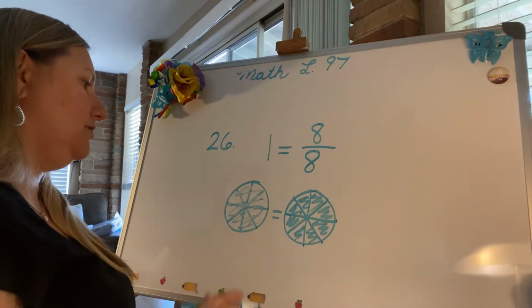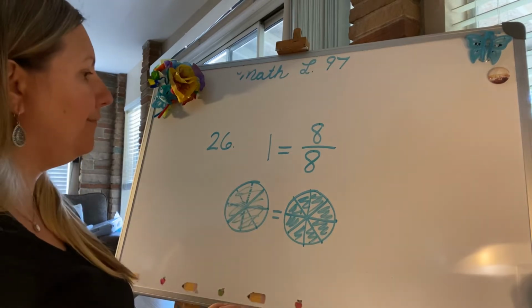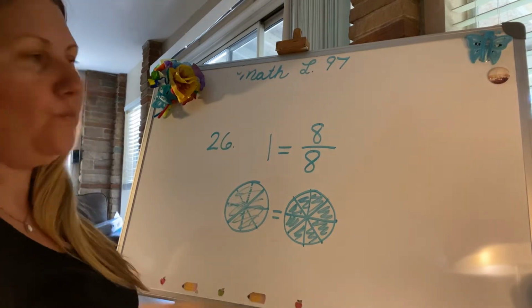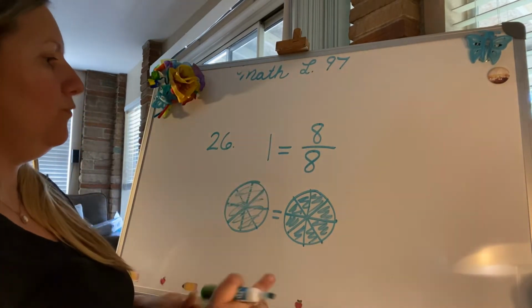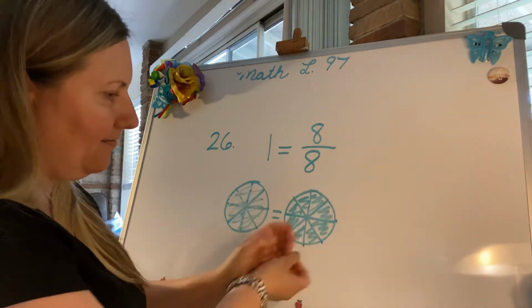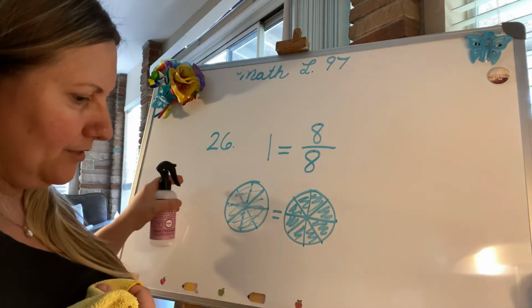Okay, so that is how you would do it. 1 is 8/8. Okay, 1 can be 7/7, or 1 can be 6/6. Whatever it is, 1 can equal that because it's 1 whole, or 8 out of 8. Okay, so that is how we would do that one.